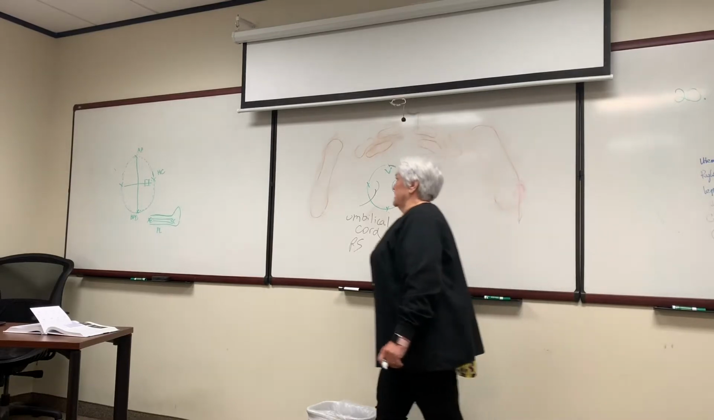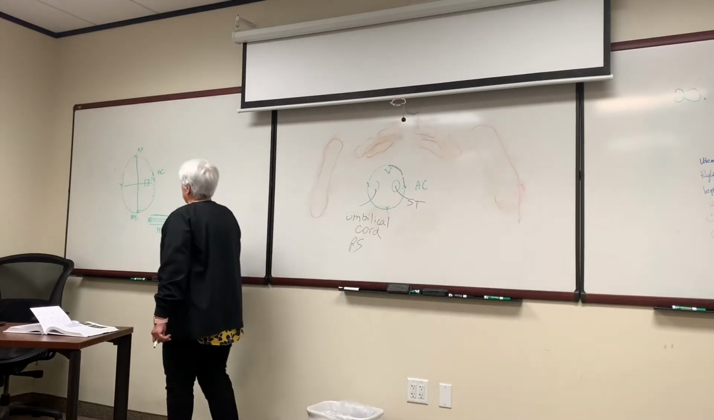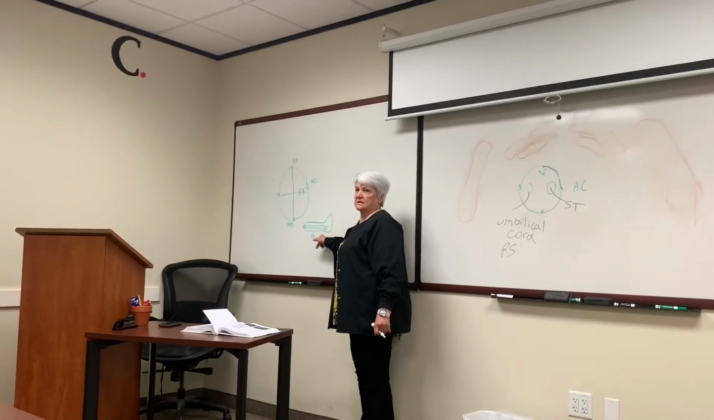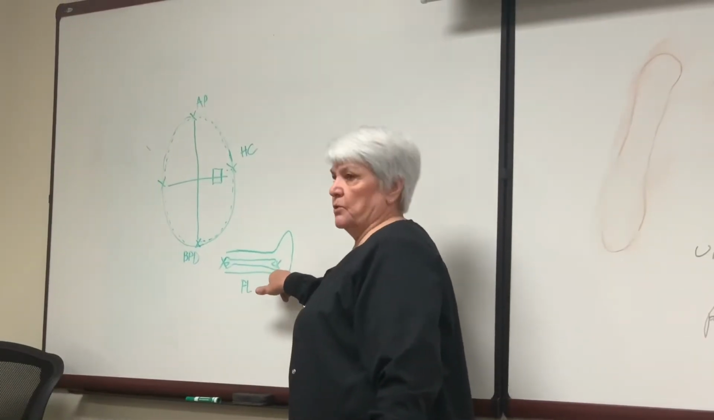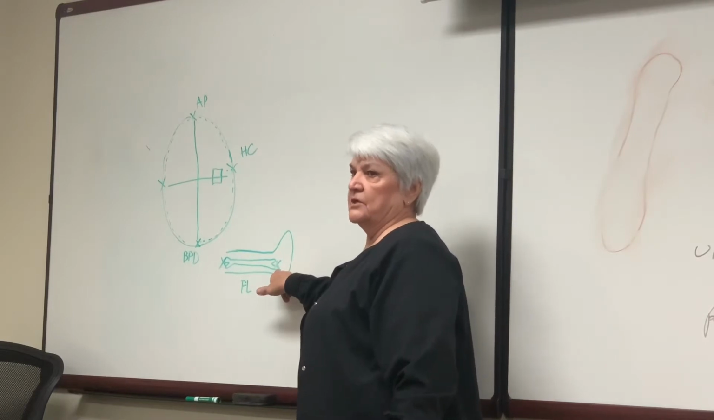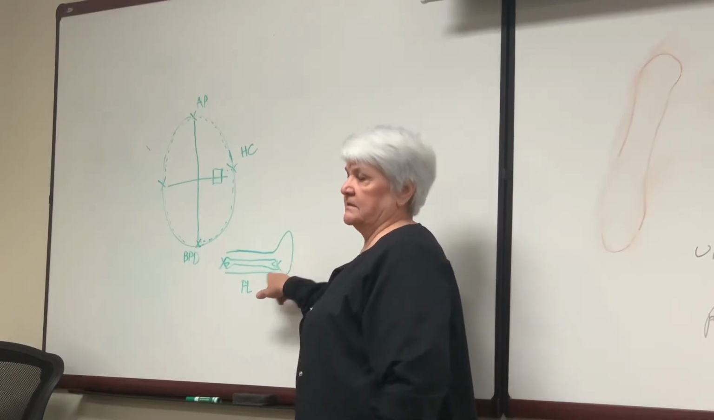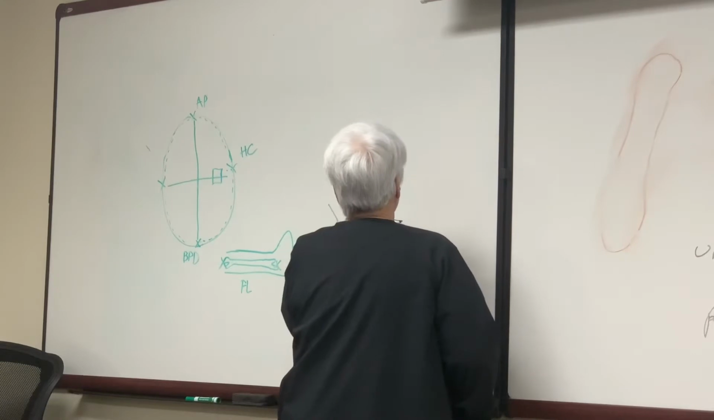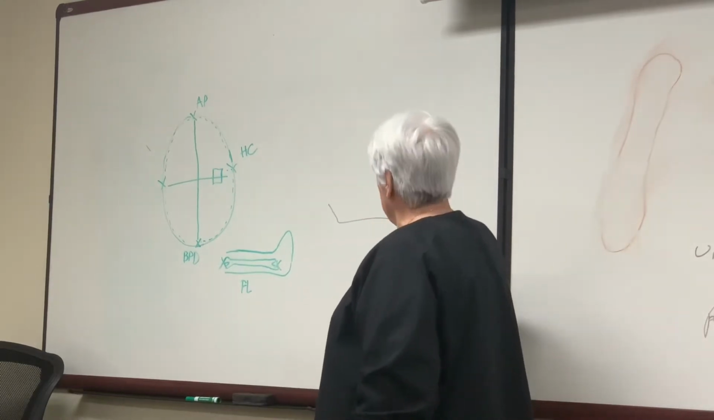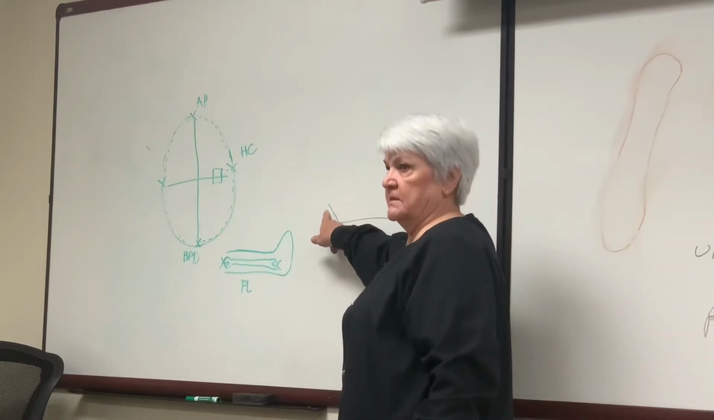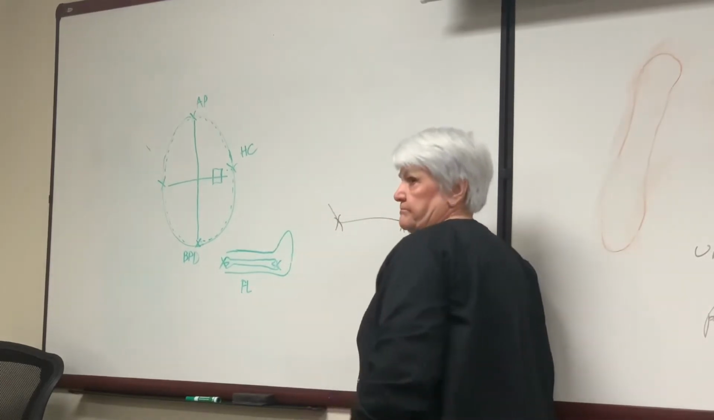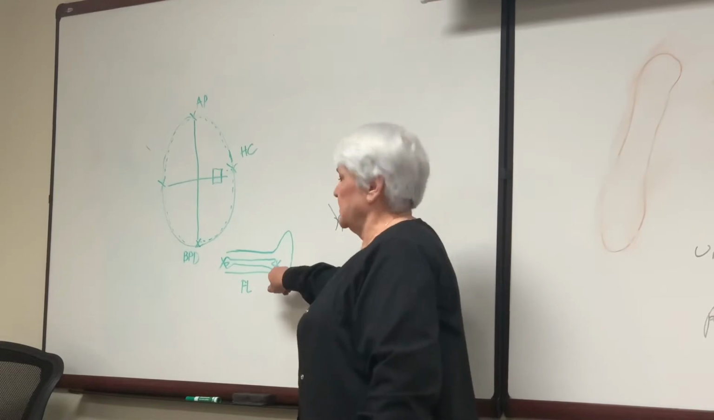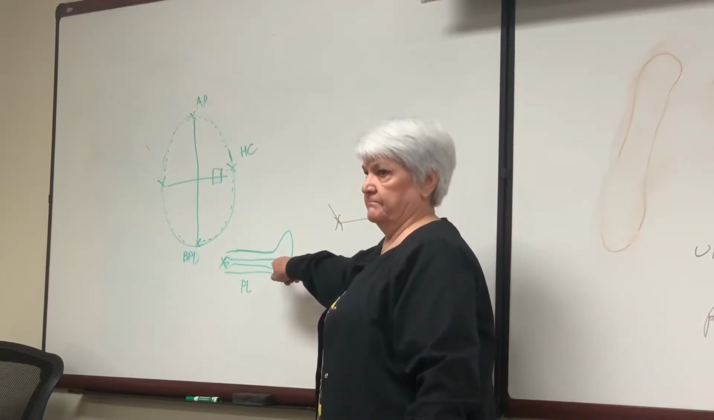Okay? So, did she get this right? No. She included the growth plate. You don't include the growth plate. It's going to look like this. Okay? Here's a growth plate, here's a growth plate. You measure from here to here. Okay? Do not include the growth plate.